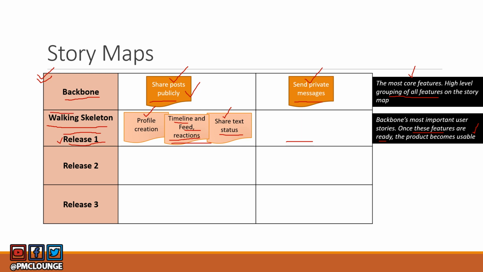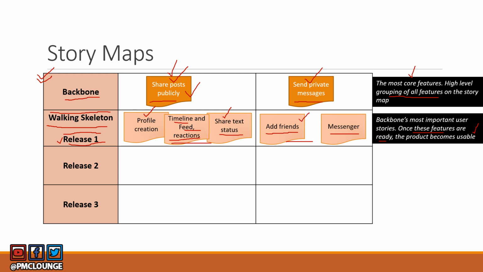These are the most critical features. Once you deliver these three, the users will be able to share their posts publicly. So that is why this release is called the walking skeleton. Similarly, for the core feature of sending private messages, you need to create a functionality where users can add other users as friends, and you need to create a platform of sorts that can be used as a messenger for users to be able to send private messages to the friends that they have already added.